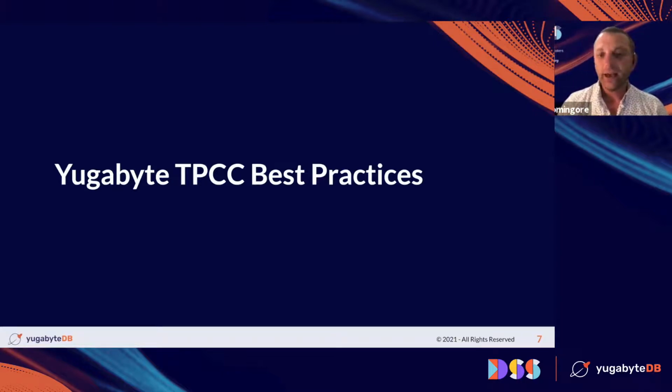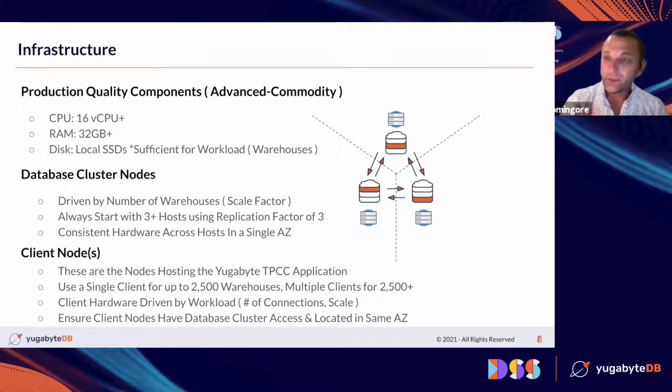With that, some of these best practices were very recently added to our docs page. So you'll find some of this information covered there, but some of this information is above and beyond that as well. This is the core part of the presentation here. The infrastructure is the first key topic. You really need to make sure that you're planning proper infrastructure if you want a good, accurate Yugabyte TPCC result.